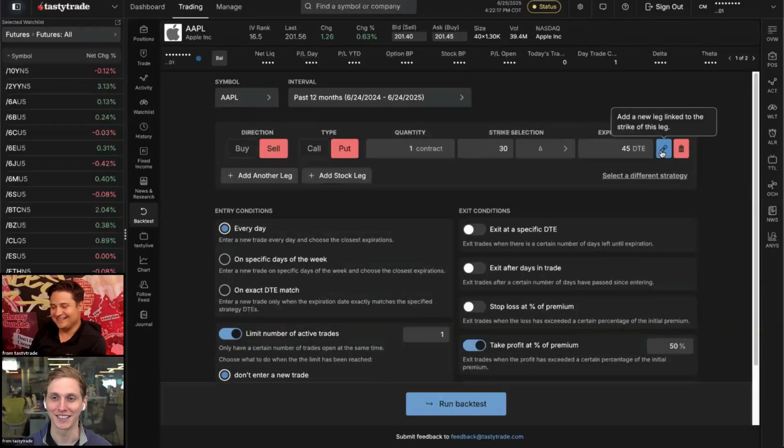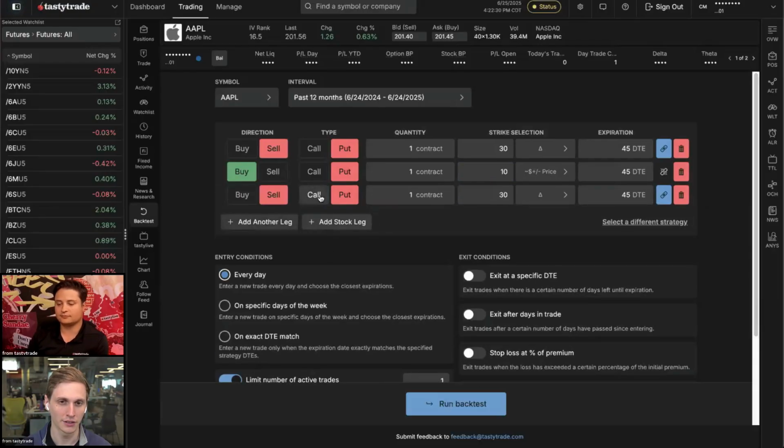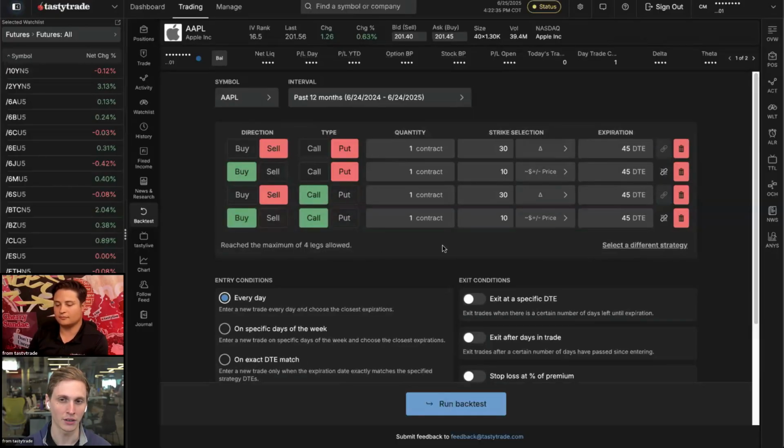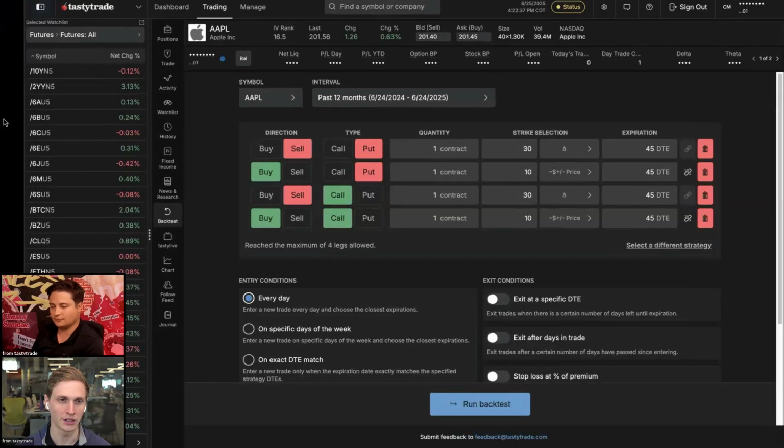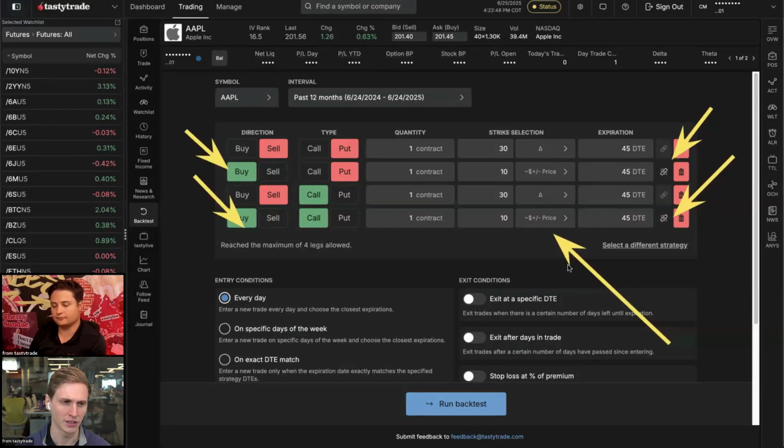My brain's not working. But okay, so first thing is that you have your short leg, right? You click on the link to add on another leg, and you buy that put. You can do that $10 price offset. And then you can go add another leg, sell your call, and then click on the link on the right here, buy that call. Buy the call. Then you'll see here that our long legs, these two, are linked to our short legs. And that's where you can say like, hey, I want $10 wide iron condors to test. That's the best way you do it.